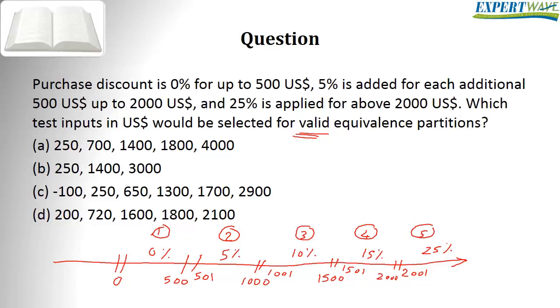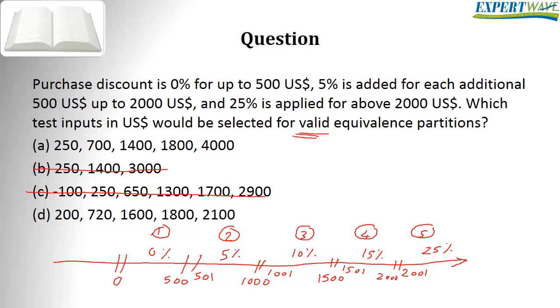Looking at the answers, we notice that choice B has only 3 choices. So we can simply discard this choice from our list because it contains too few equivalence partitions. Same thing about choice C. It has 6 test inputs, and in our case we are looking for only 5. So we can also discard choice C. So we now only have the options between choice A and choice D.